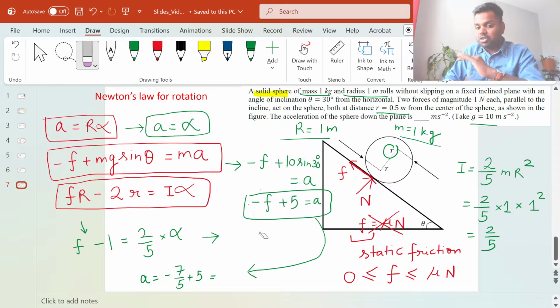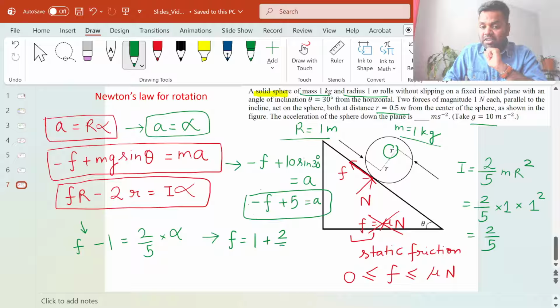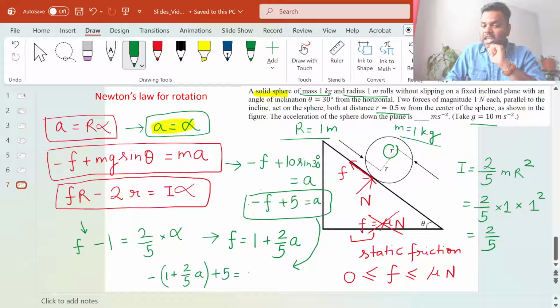It's still the static friction concept. You should remember, that will be a big mistake if you write F equal to mu N. It can be anywhere between 0 and that maximum value. So anyways, I will correct my calculation. So F will be 1 plus 2 by 5. And remember, alpha equal to A, right? Alpha equal to A. So if alpha equal to A, you will have F equal to 1 plus 2 by 5A, right? And now from here, what you can do, you can write minus 1 plus 2 by 5A, right? Plus 5 equal to A, and now this is a linear equation in A, and that will give us A.